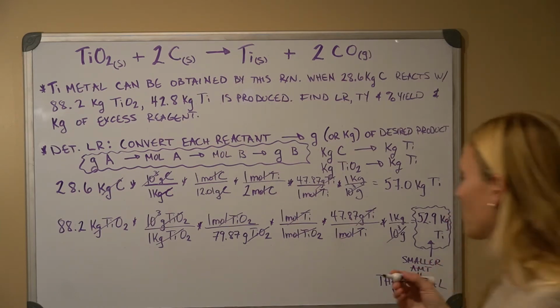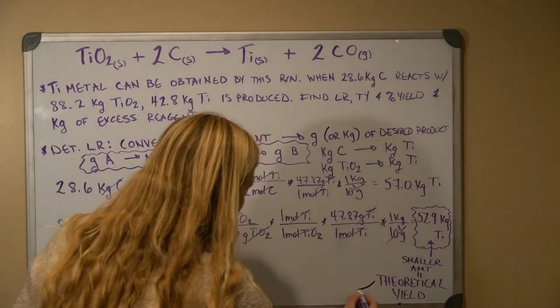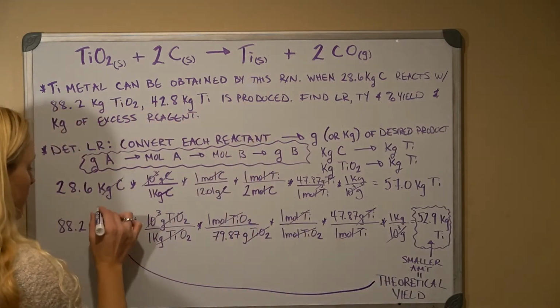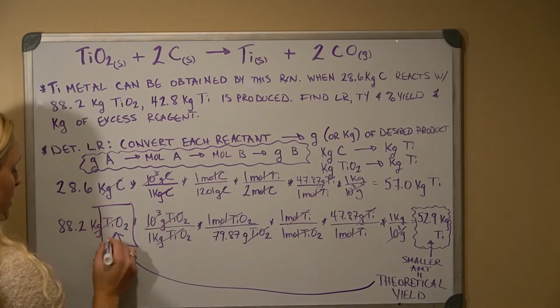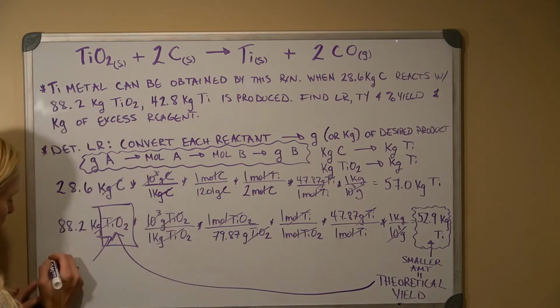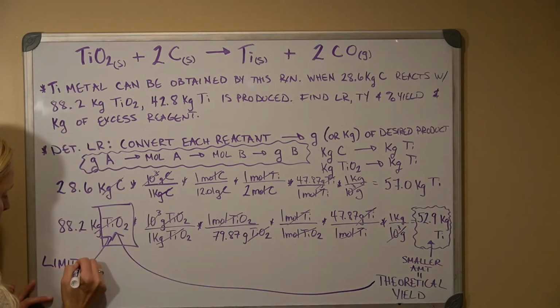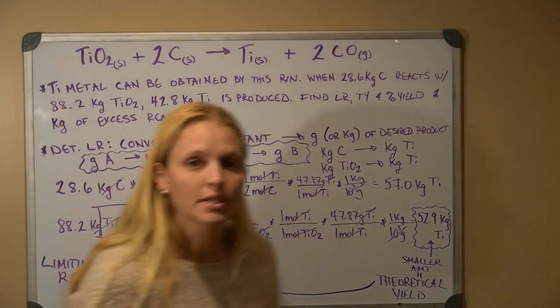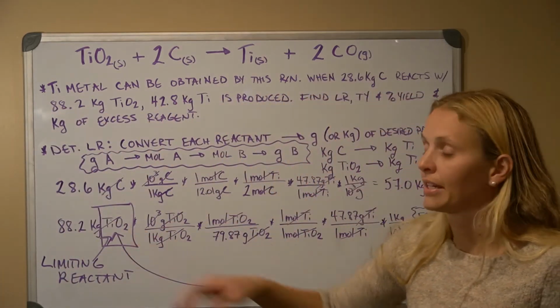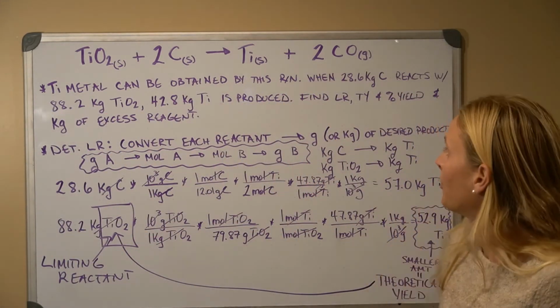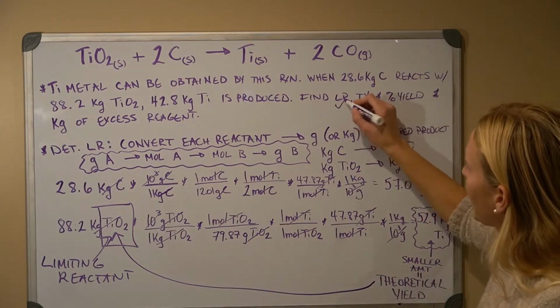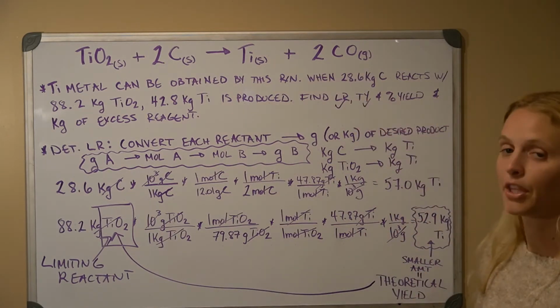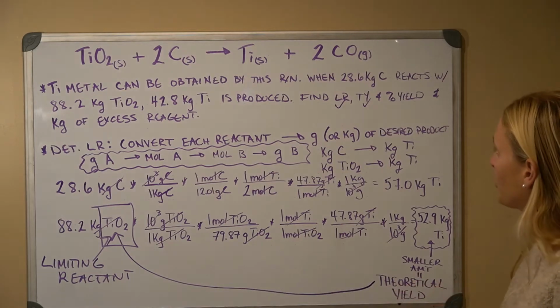And the substance or the reactant that gave me that number is this reactant here, titanium oxide, right? So this is the limiting reactant. All other calculations will go through titanium oxide. So we have found the limiting reactant, and we've also calculated the theoretical yield in that determination.